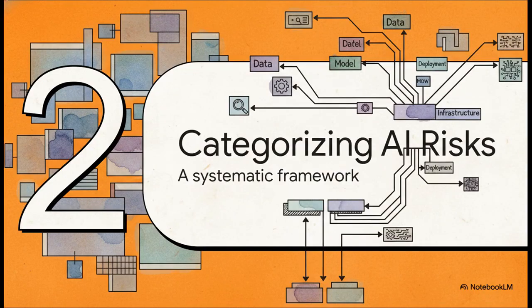So we know these weird new risks exist. The question is, how do we get organized? How do we even start to think about them systematically? That's what Section 2 is all about, giving you a framework to do just that.